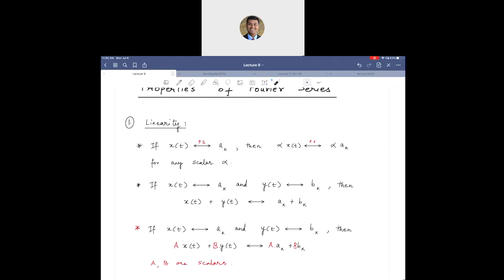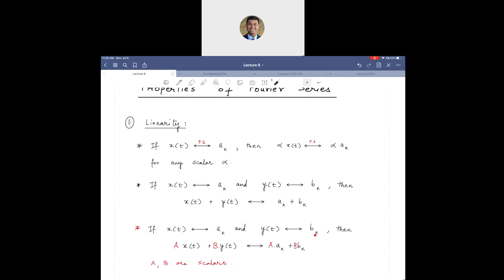Now next, we consider two signals. X of t, the Fourier series coefficients are a sub k. Y of t, another periodic signal, the Fourier series coefficients are b sub k. Then if you add x of t plus y of t, the Fourier series coefficients of the sum of those signals will be a sub k plus b sub k. Again, by using the definition of Fourier series coefficients, the equation that involves an integral, you can prove this very quickly.